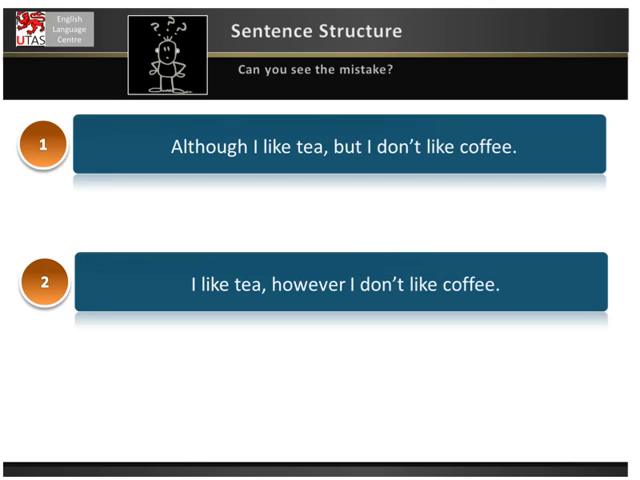So what's wrong? In the first example, the writer has actually used two joining words to connect two parts of the sentence, and this is not correct. If you have two parts of a sentence, you only need one joining word, so we must cut one of these two words. Although I like tea, I don't like coffee is okay. I like tea, but I don't like coffee is okay. So let's just cut although.